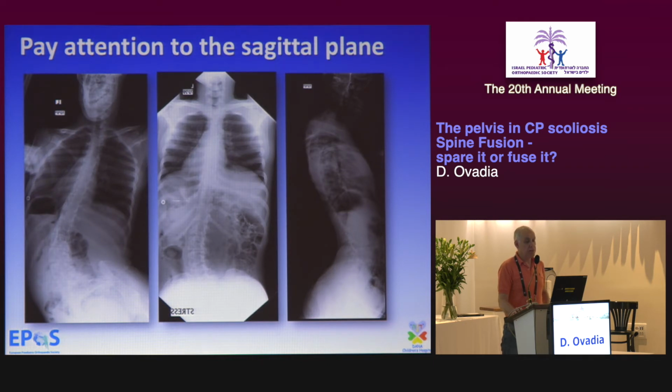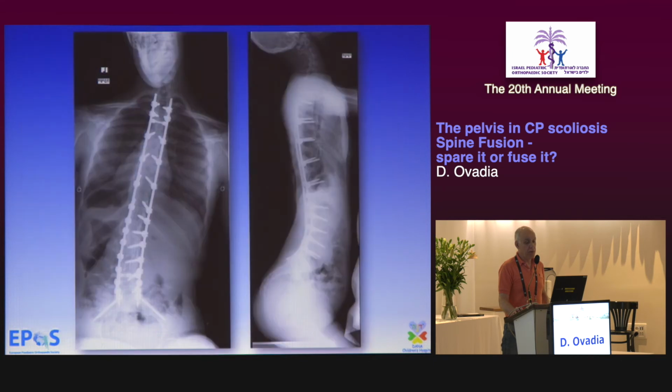But don't forget the sagittal profile. If you have a hyperlordotic patient, then you have to fuse him to the pelvis, because otherwise you will maintain an anterior pelvic tilt and it will make life very difficult for this patient to ambulate.